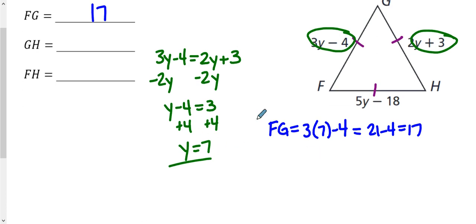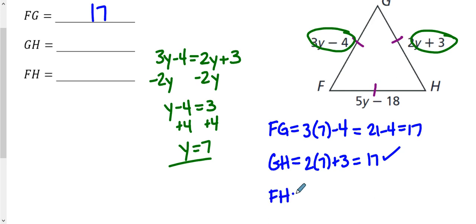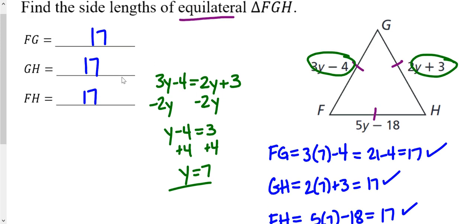And then again, technically I should get 17 for all of them, but let's just double check. Because if you accidentally solved and got the wrong value for y, then you would not get all 3 equal. So that would be an indicator that you need to go back and check your work. So GH, if I plug 7 in, so 2 times 7, 14, plus 3, 17. Yep, so that works. And then the last side, FH, 5 times 7 is 35, minus 18. Yep, got 17 again. So all 3 sides are 17, which looks good since it's equilateral.